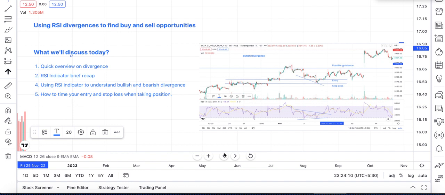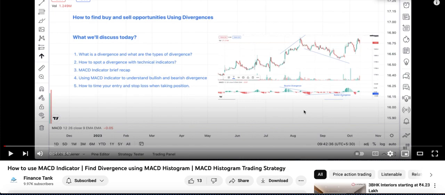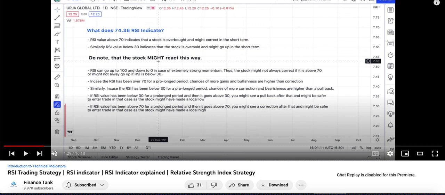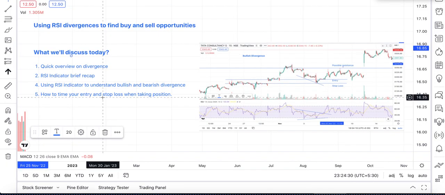If you haven't seen a previous video where we've already discussed both of these topics in a lot of detail, the link for both of these videos, on RSI as well as MACD, is available in the description of our video. You can go ahead and watch these videos and get an in-depth understanding of both RSI as well as divergences. However, if you still haven't watched those videos and don't have the time, we'll very briefly touch upon both these topics in this video so that you don't feel that you have missed out on anything.